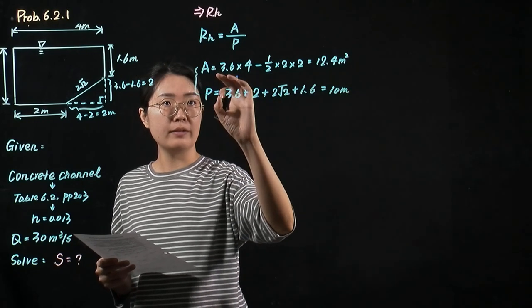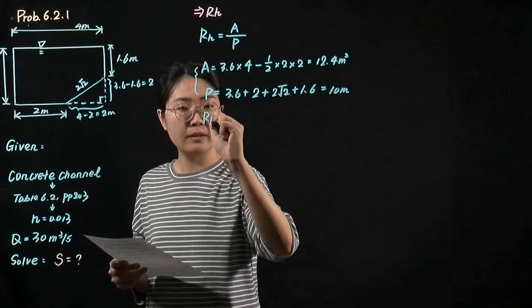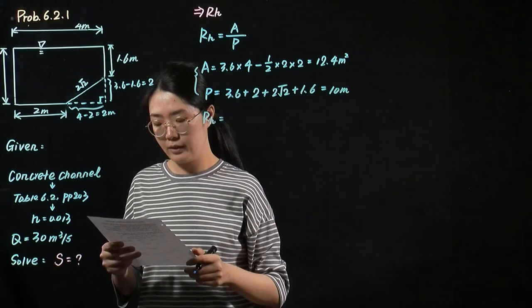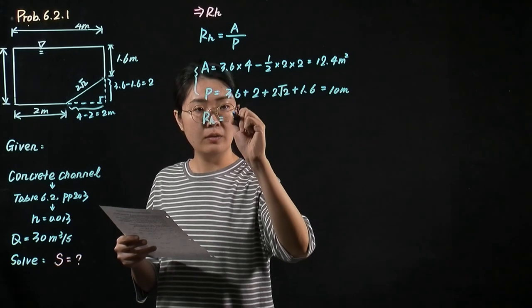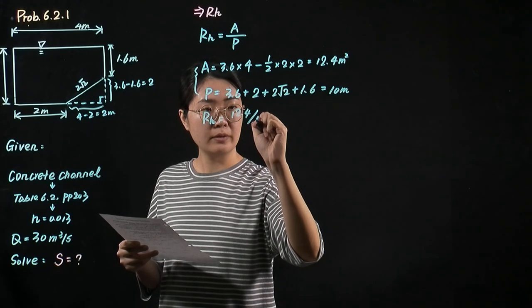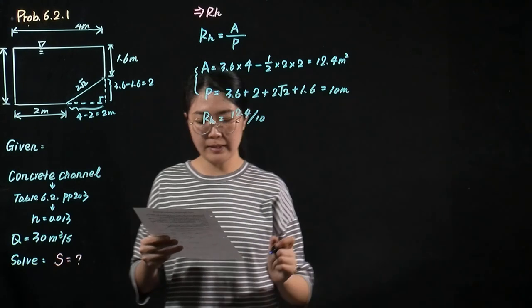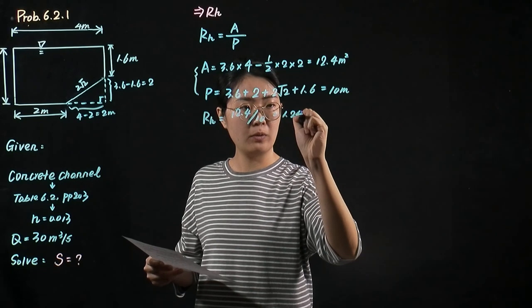If we bring this value back to this equation, we can get the hydraulic radius. It equals 12.4 divided by 10, which is 1.24 meters.